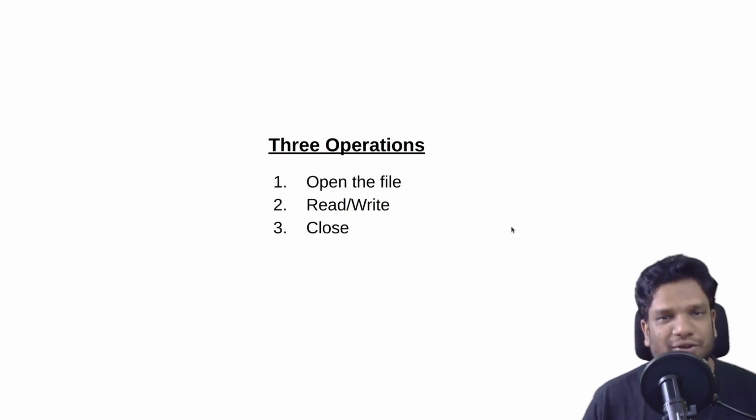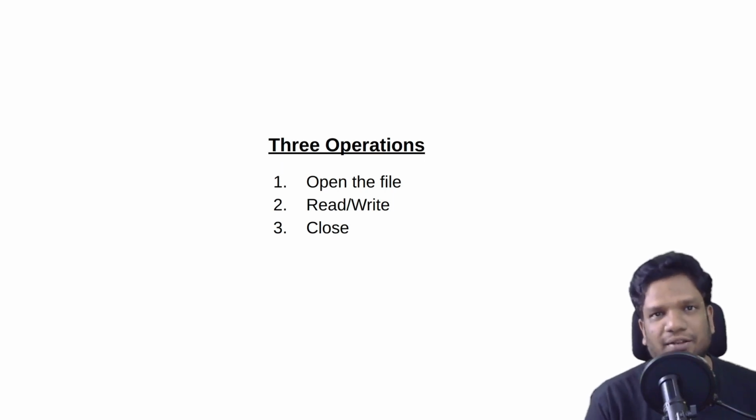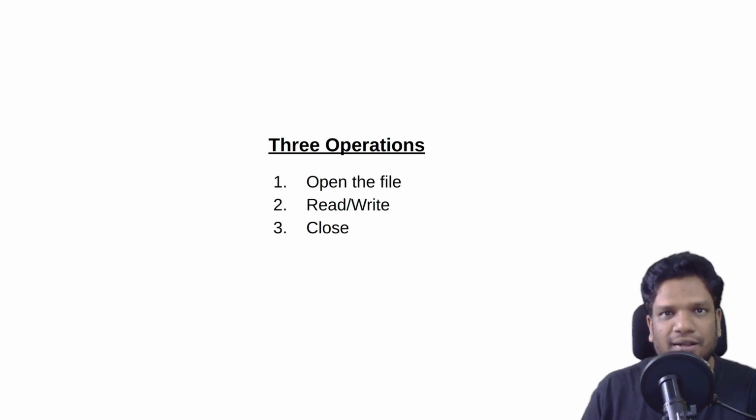Before solving this problem, we need to understand certain things about files. Basically, when it comes to files, we are going to do only three operations. First, open the file, read or write stuff into it, and close the file. That's it. Like any other physical file that we normally handle, we take a file, open it, whether we want to read or write it, and then close it.